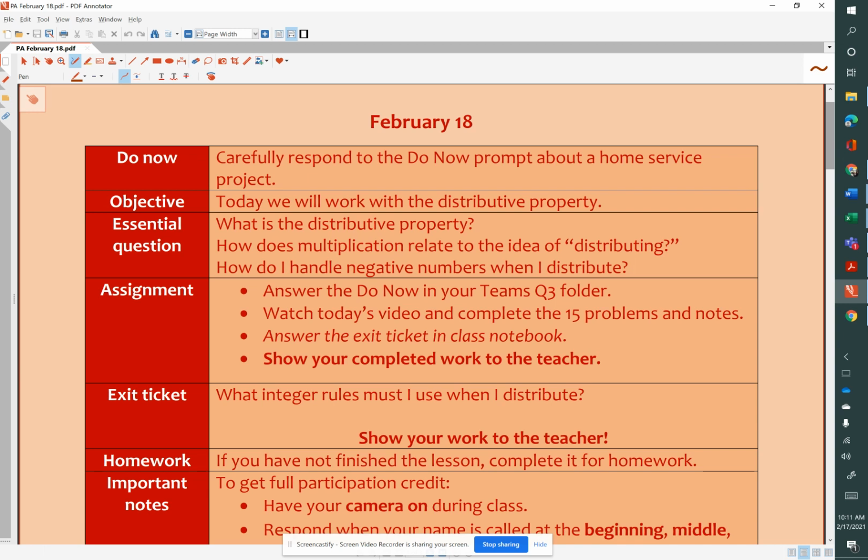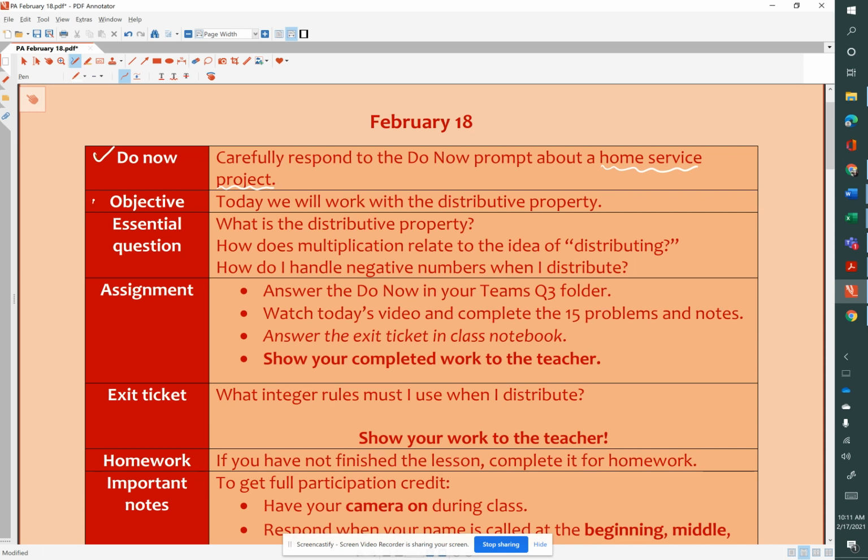Meanwhile, let's take a look at our do now. We're going to start our lesson today. Let's get a color that will show up. We're going to start our lesson today with a prompt about doing a home service project. You know I'm big on those service projects.